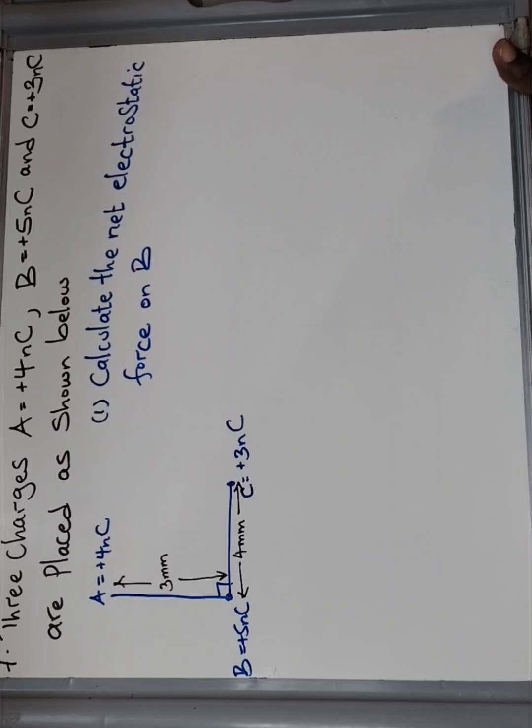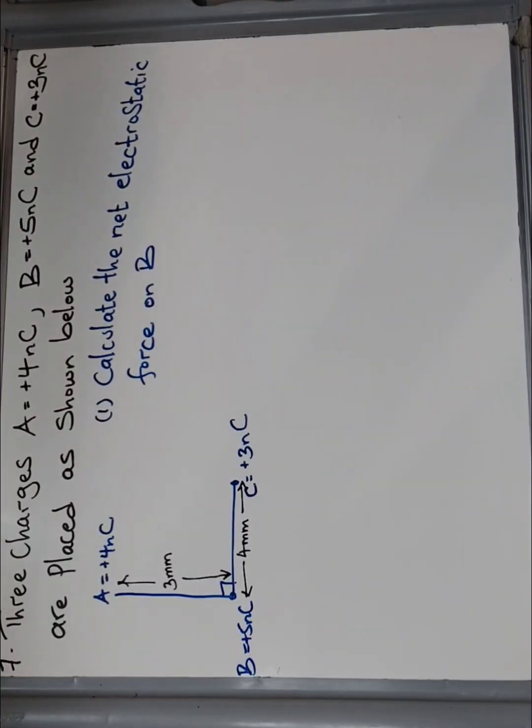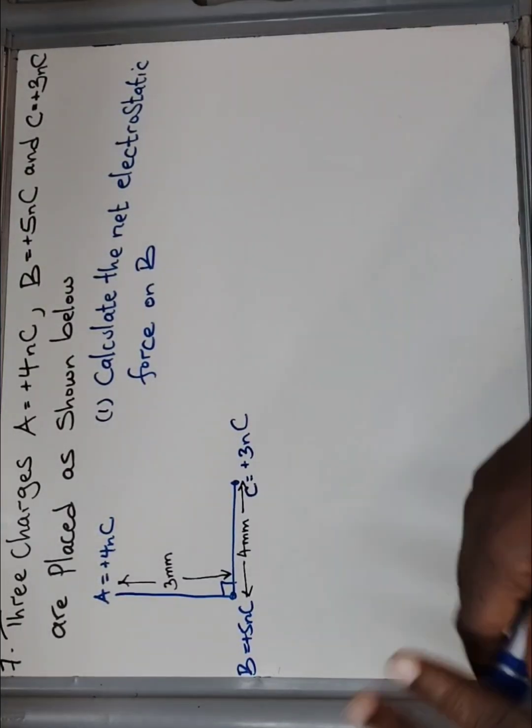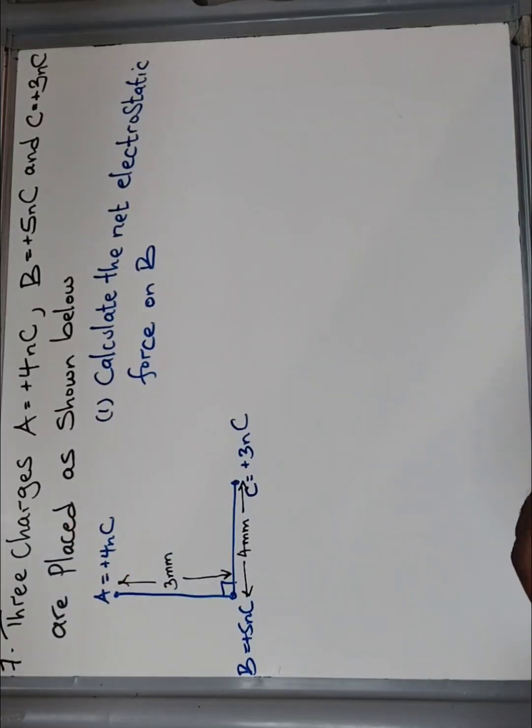Yes, we are having this question. It says that three charges, A, B, and C, are placed as shown below. Okay, this is the arrangement we are having. And the question says, calculate the net electrostatic force on B.